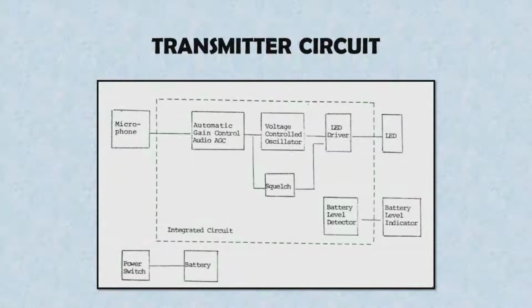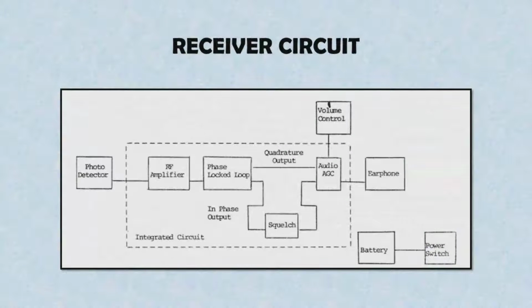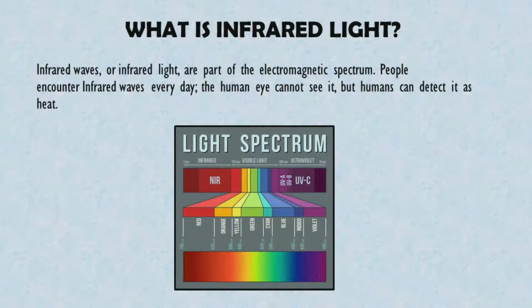So here is the transmitter circuit and here is the receiver circuit that we have used in our project. IR light is a part of the electromagnetic spectrum. People encounter these waves every day, but our eyes can't detect them. However, we detect them as heat.